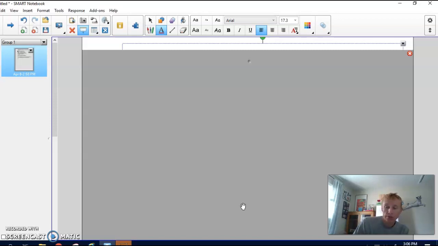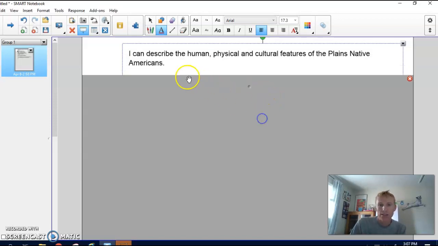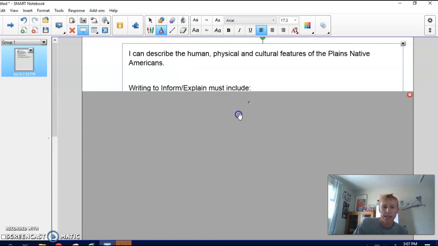So today we're going to review what it means to write to inform and explain and think about what those attributes are. And then you are going to apply what you know about writing to inform, and you're going to explain and describe the human, physical, and cultural features of the Plains Native Americans. So you're going to describe what those features are. Okay, so I want to give you a second.